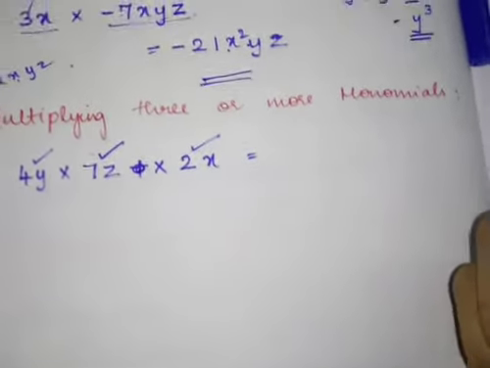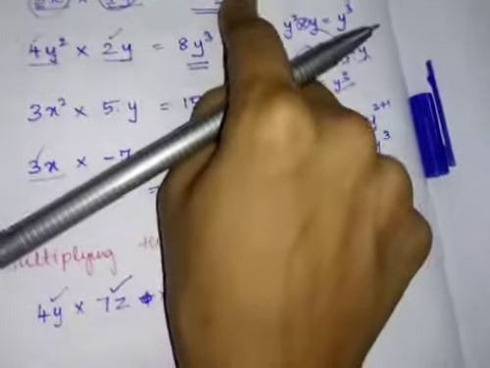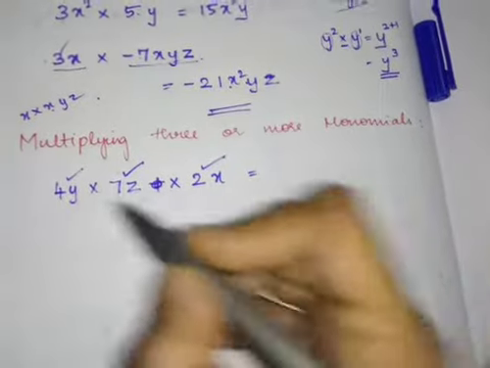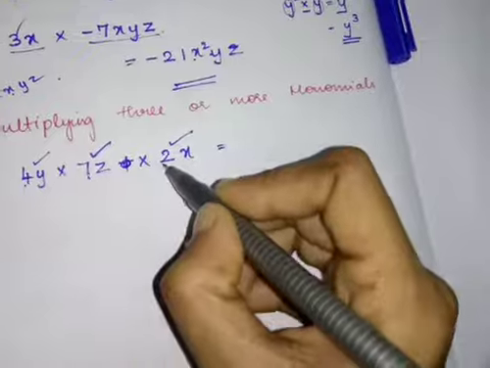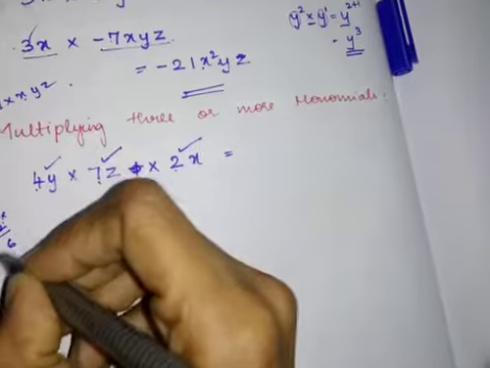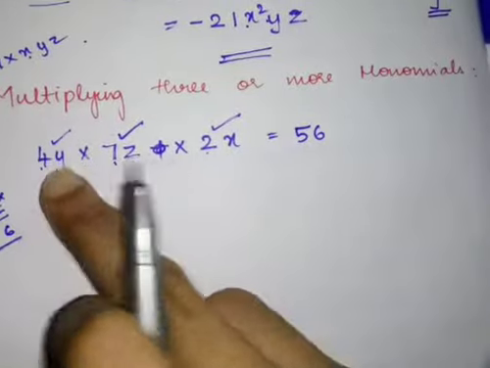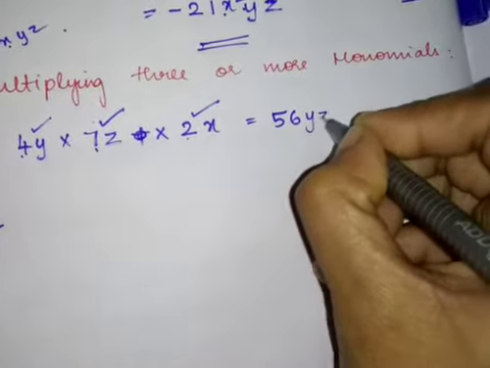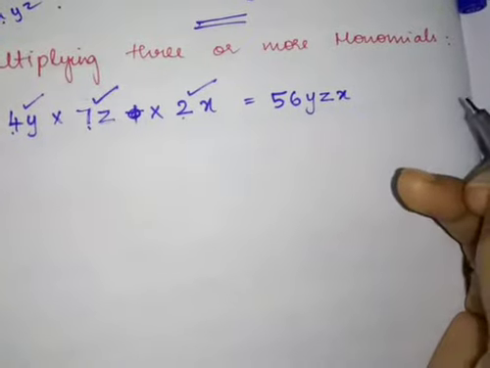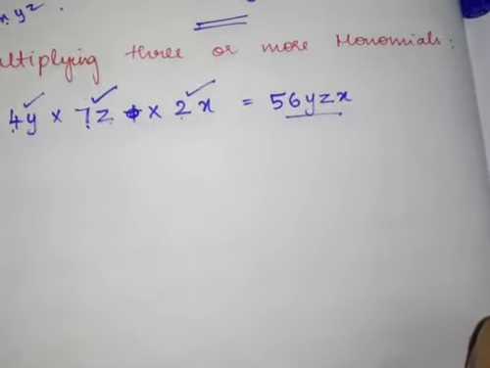So for monomials, you just multiply the numerical coefficients first, then write the variables. Here also the same thing. First you multiply the numerical coefficients. 7 4s are 28. 28 into 2, 8 2s are 16, 2 2s are 4, 56. First I have multiplied the numerical coefficients. Next, y into z into x, y z x. Y into z is y z. Y z into x is y z x. So 56 y z x is the answer.